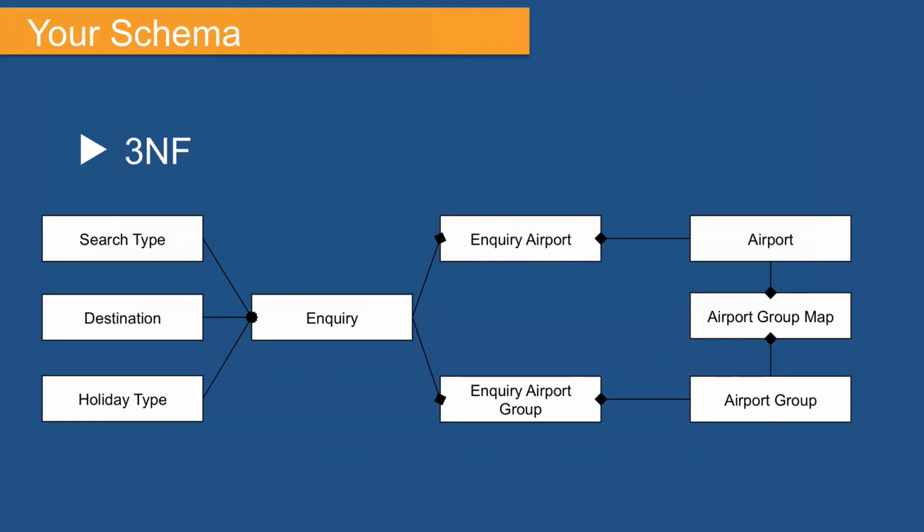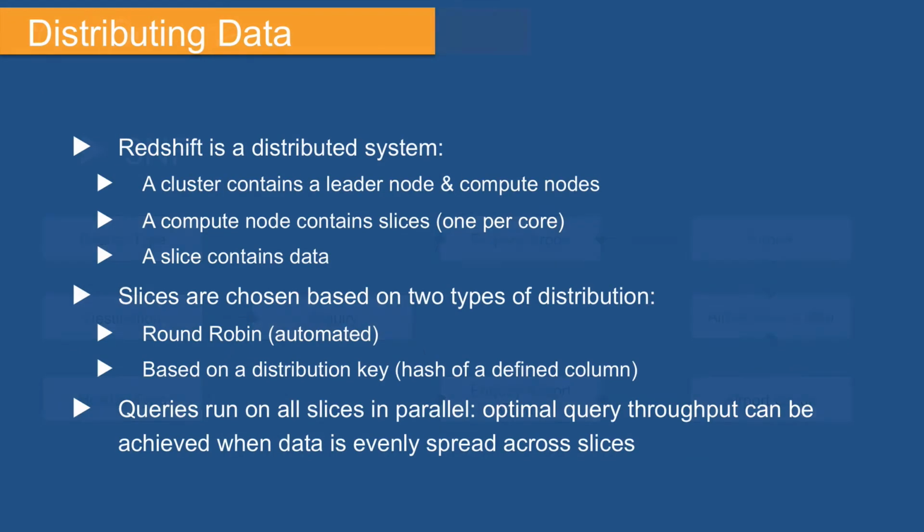And maybe slightly counterintuitively, denormalization of your data can improve query performance by simplifying data layout and removing crosstalk or internode communication within your cluster. And we're going to talk about that a little bit now. So Redshift's a distributed system, as we've said. You've got a cluster that contains a leader node and a number of compute nodes. And each compute node is going to contain a number of slices. So that's one slice per core typically. And each of those slices contains data.